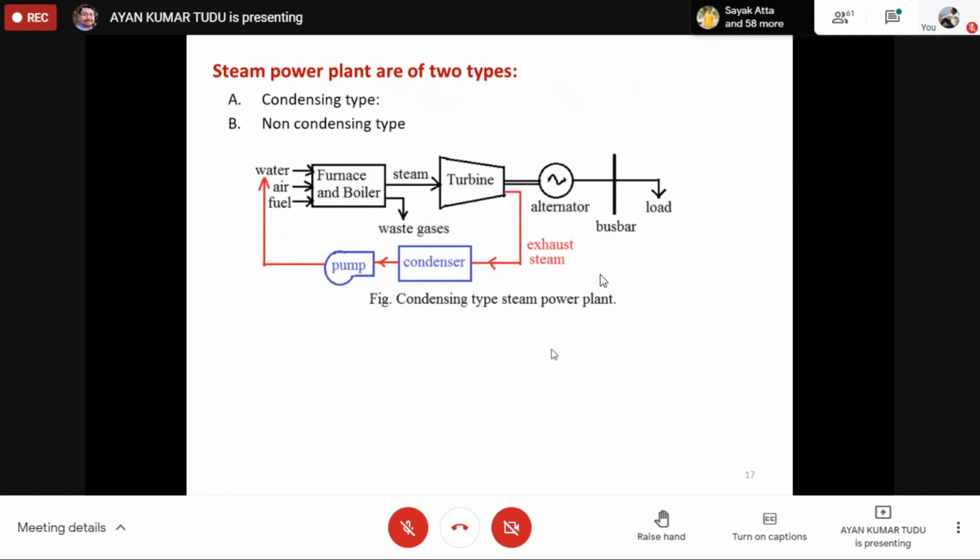Now when we're talking about steam power plants, there are two types, as you can see here: condensing type and non-condensing type. In the condensing type, the figure is given; as you can see, the exhaust steam is discharged into a condenser. তো আমার এখানে ফার্নেস ও বয়লার আছে, এখানে water, air, fuel enter করছে, সেখান থেকে waste gases তৈরি হচ্ছে, সেটা পরে আমরা দেখবো সার্কিটে। The steam produced here goes into the turbine, and the turbine rotates the alternator, and the voltage is produced and supplied to the load. The turbine's exhaust steam goes into this condenser.